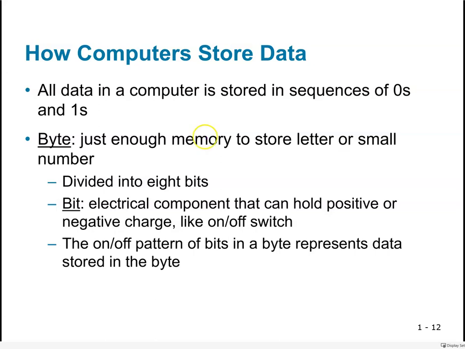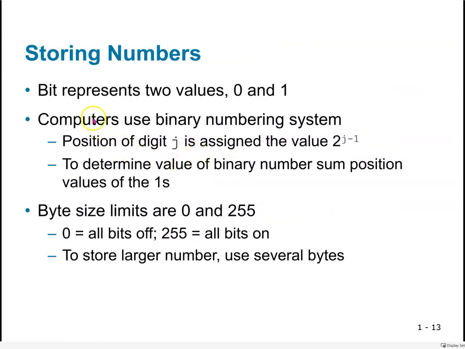Okay. Then from there, we have how we store numbers. A bit represents 0 and 1. Computers use binary numbers. The position of digit j is assigned the value 2 to the j minus 1. So, for example, 101: 1 times 2 to the 0th, which is 1, plus 0 times 2 to the first, which is 0, plus 1 times 2 to the second, which is 4, so the total would be 5.